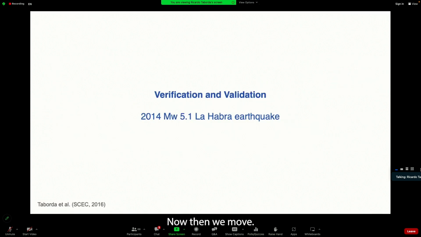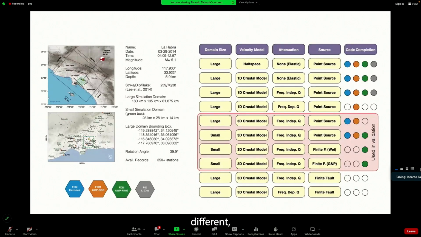Now, then we went back to see if our verification and our validation efforts over the years could sustain as we gain computational power and pushed the efforts to higher frequencies. So we went back and repeated a small moderate earthquake for different codes, okay? And when I say different codes, I also have to mention different numerical approaches, okay? So we have finite difference on one hand, and then we have finite elements on the other hand.